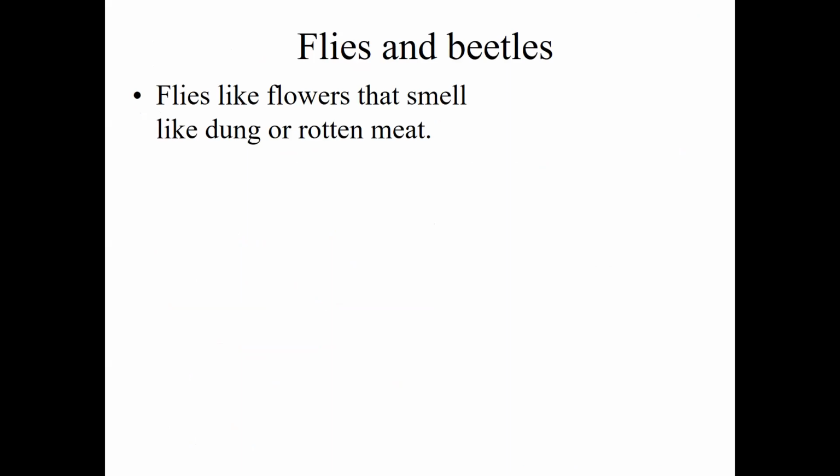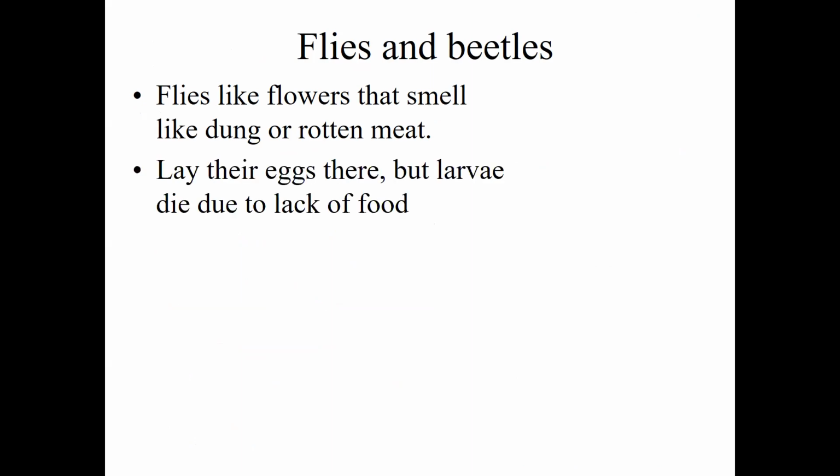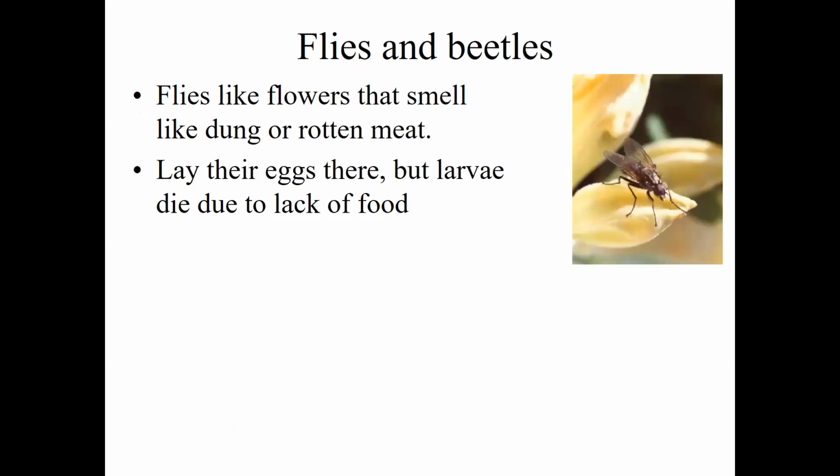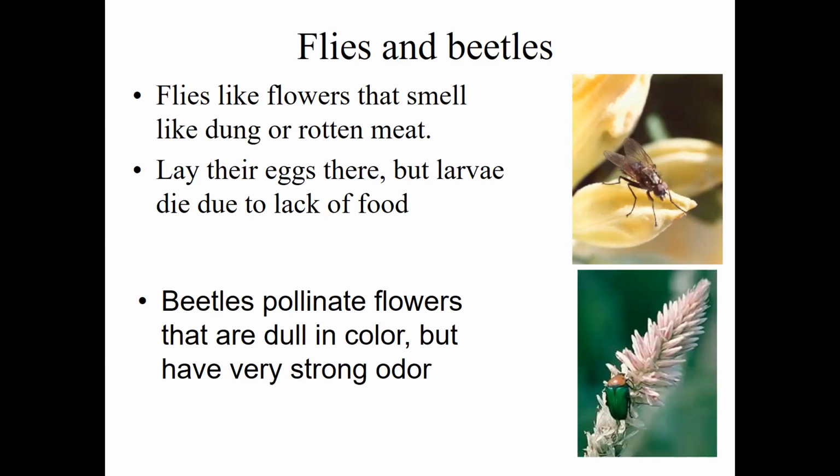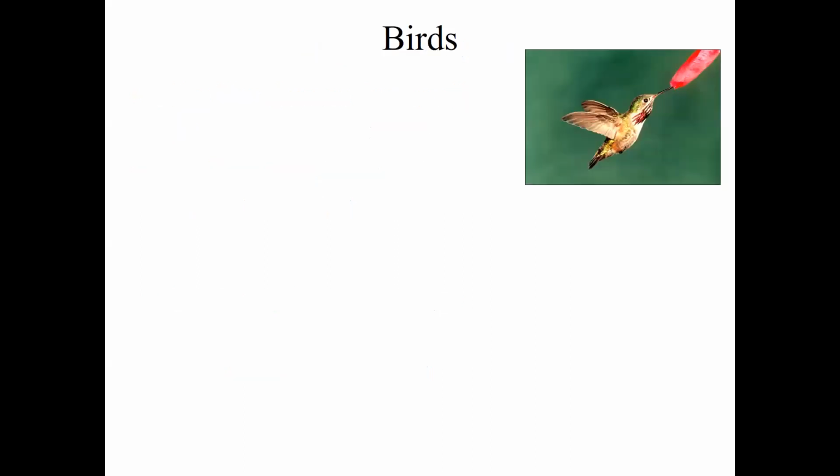Flies like flowers that smell like dung or rotten meat and lay their eggs there, but larvae die due to lack of food. Beetles pollinate flowers that are dull in color but have very strong odor. So beetles need strong odor but dull color.